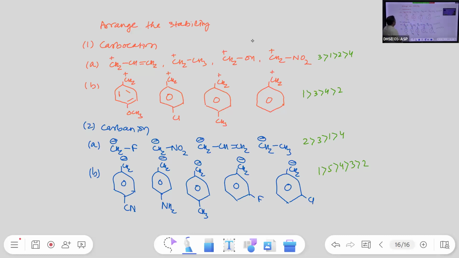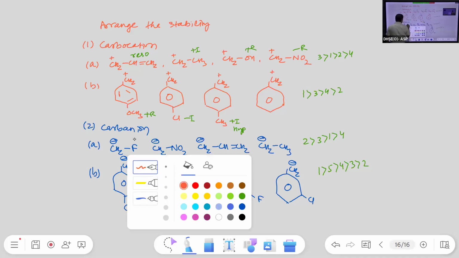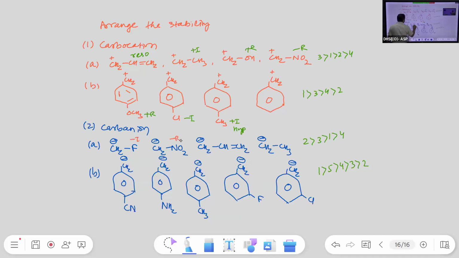Okay. See, in the first case, it is resonance. It has plus I or hyperconjugation. It is plus R. It is minus R. Second case, it is plus R. It is minus I. It is plus I or hyperconjugation and no effect. Fluorine is minus I. This is minus R. This is resonance. This is plus I.